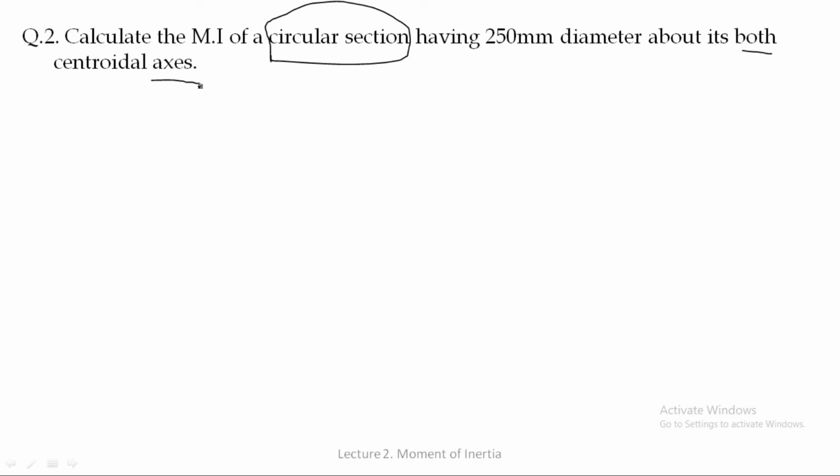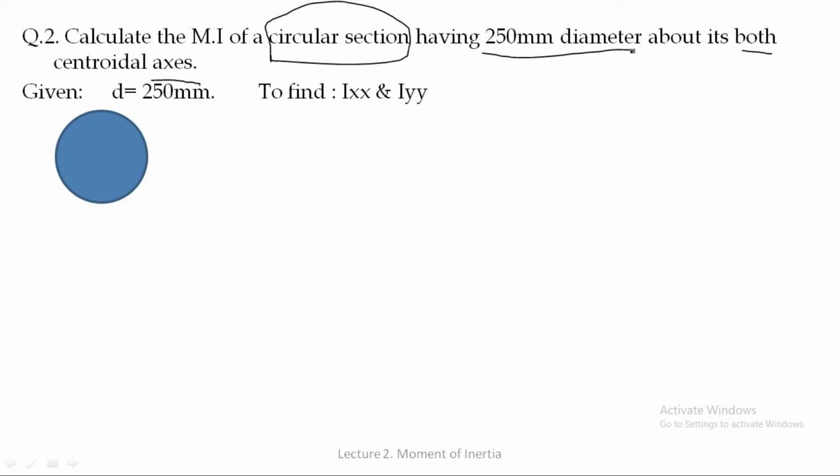Again, we will carry out the same procedure. We will first of all draw a circle. Then, after drawing the circle, what diameter is given? The diameter of the circle is given as 250 mm. We will write it down: D is equal to 250 mm. And what have they asked us to find? They have asked us to calculate the moment of inertia about both central axes, that is, we have to find IXX and IYY. Here also we have to find the moment of inertia about the horizontal central axis and the vertical central axis.